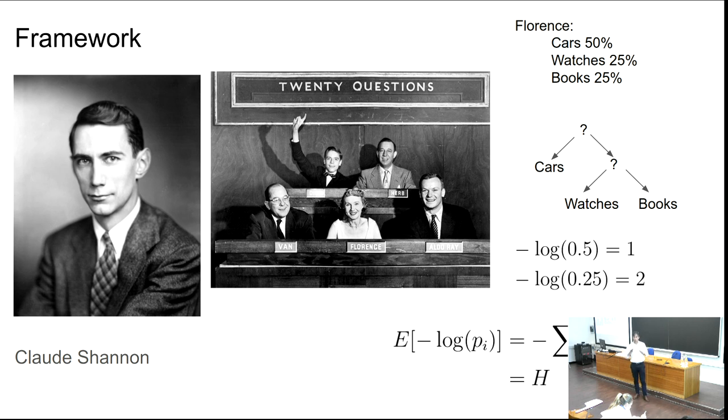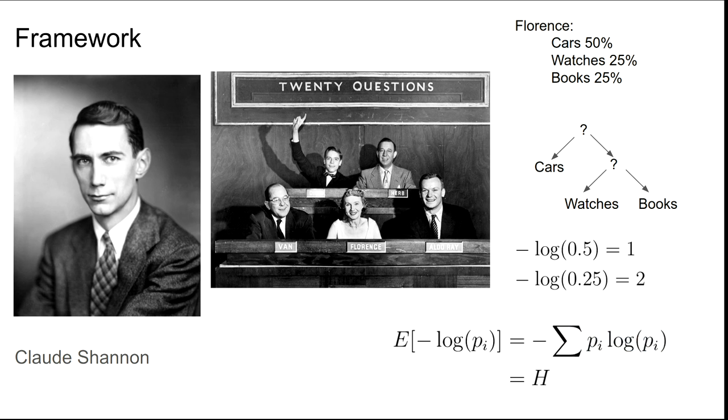So there are two extreme cases. Let's assume you also play the game with Aldo, and Aldo is always thinking only about cars, 100% of the time. If you apply the formula, you get that H is equal to zero. You don't need to ask any question to Aldo. Beforehand, you know that the answer is going to be a car. So you win the game with zero questions.